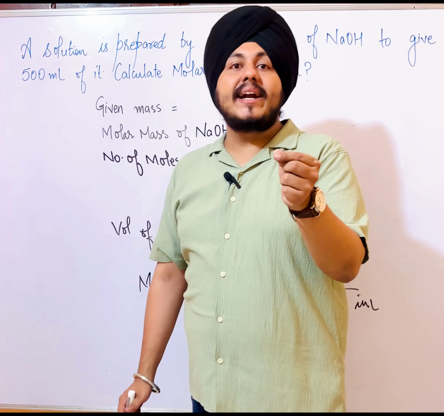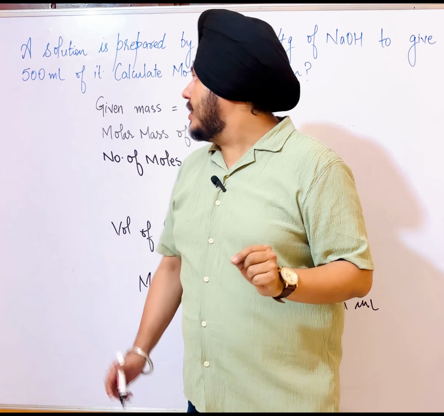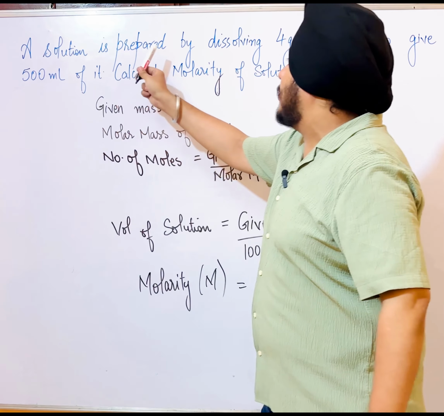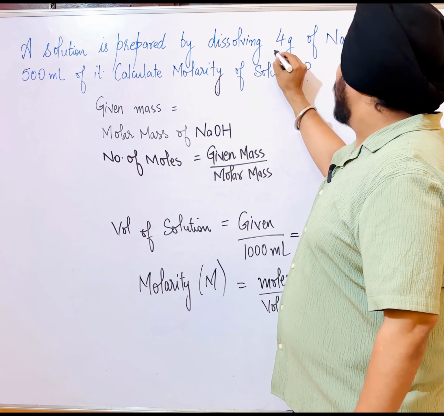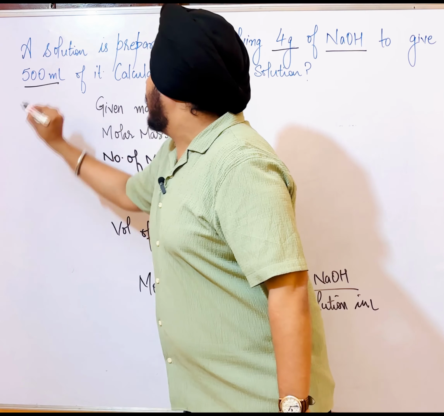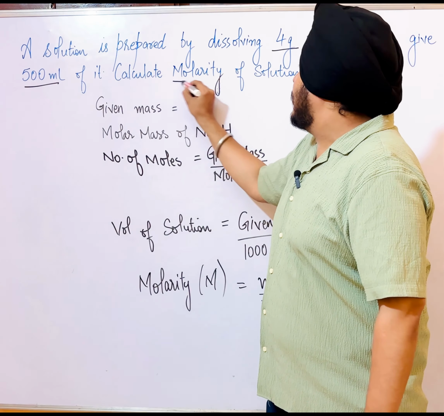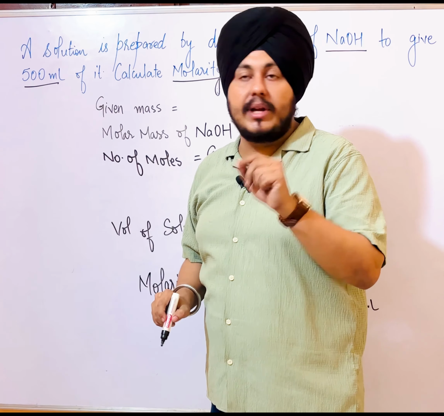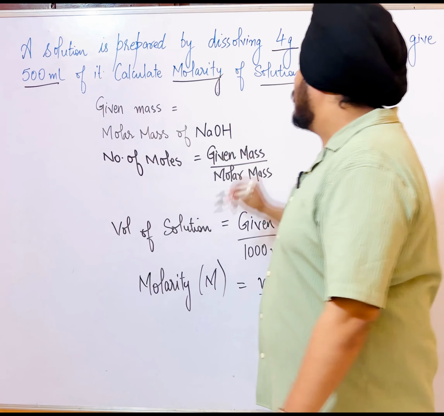So let's quickly look at a simple numerical on molarity. A solution is prepared by dissolving 4 gram of sodium hydroxide to give 500 ml of it. Calculate the molarity. Molarity is represented by capital M. We have to find the molarity of the solution.